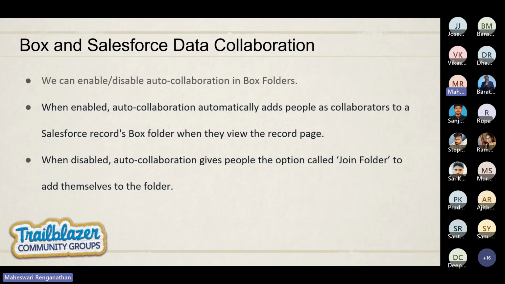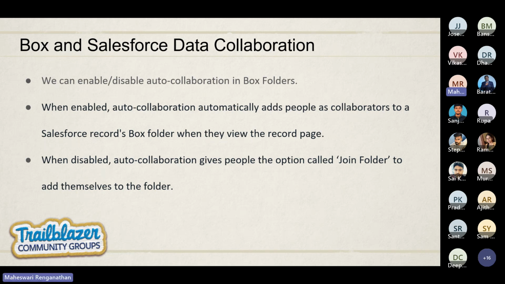To request the collaboration, once the Box folder has been created, we have the Box tab inside Salesforce for each and every record. Through the Lightning record page, we have the option called Join Folder. By clicking the Join Folder button, it gives access to the people who are requesting, and by default they will be added as collaborators.